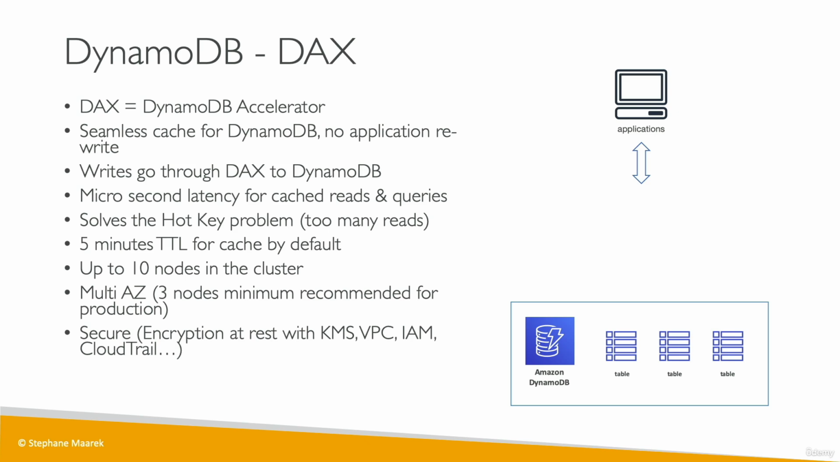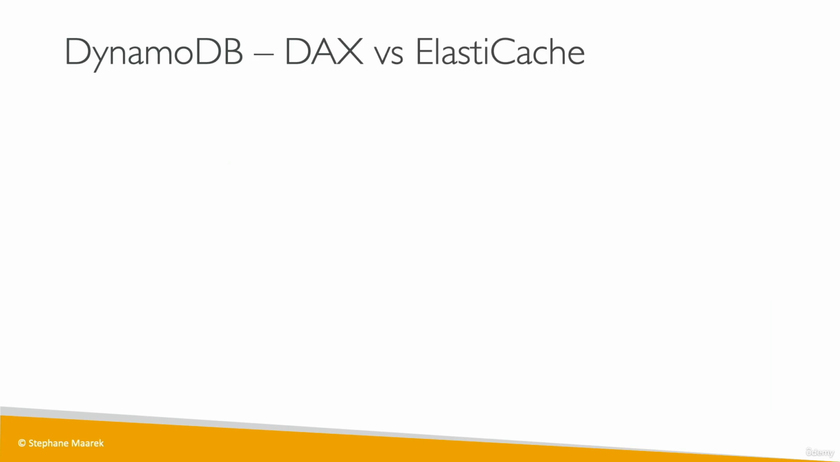So the idea is your application wants to write to DynamoDB tables and read from them, and in the middle is going to be DAX, and it's going to be seamless for us, and it's going to cache the right rows and make sure we get the right performance where we need it. So the question is, from an architectural point of view, should you use DAX or ElastiCache for DynamoDB?